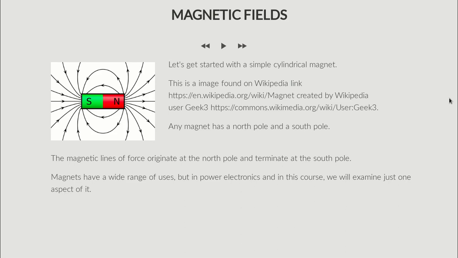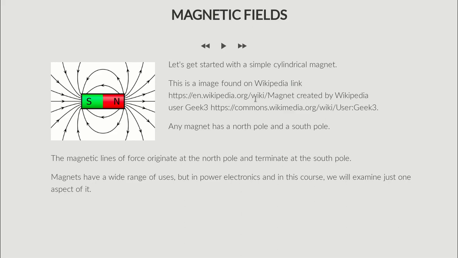Here is a diagram of a simple magnet as we all know. This is a simple cylindrical magnet with a north pole and south pole. This is the link from Wikipedia which they need us to acknowledge if you use their content. You can use this link if you want more details.